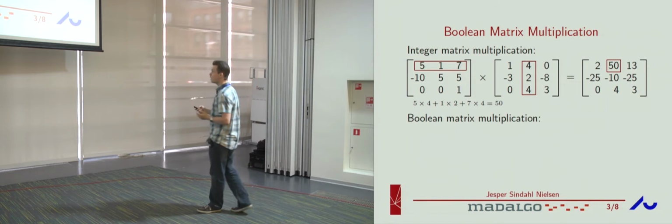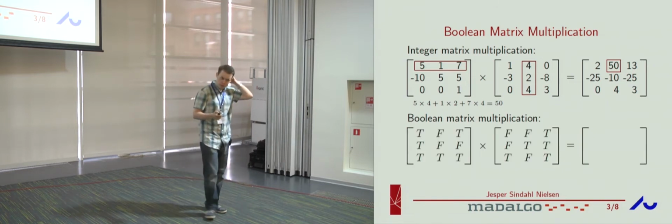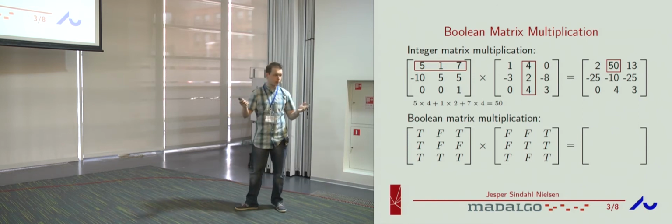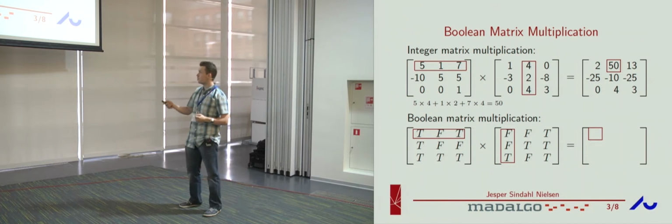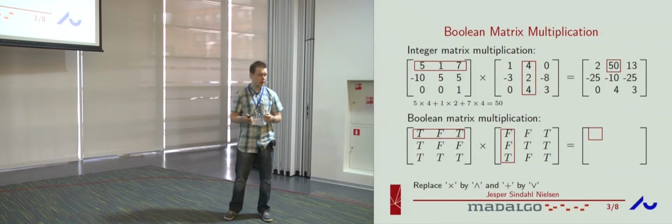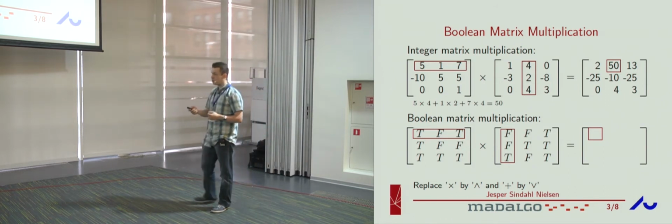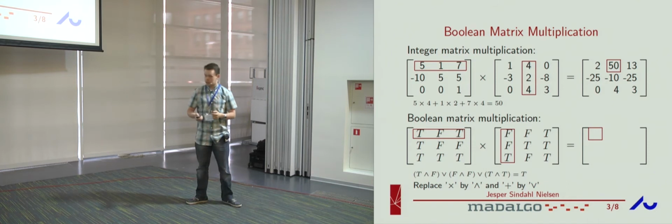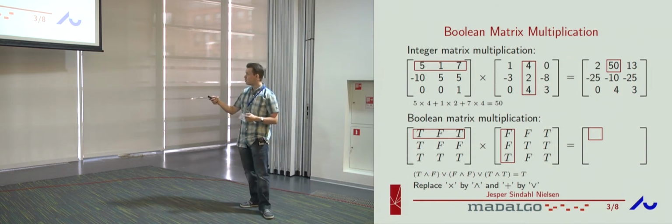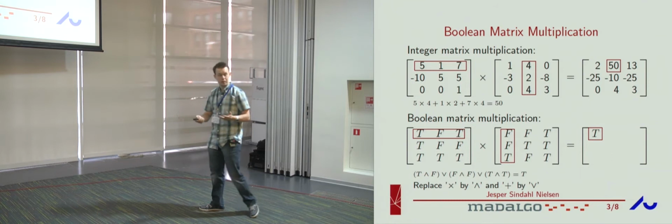You all know this. So what is Boolean matrix multiplication? Well, it's pretty much the same thing, except now you have true-false, or 0-1 matrices, and when you multiply matrices together, you still do the same thing, except now we replace the multiplication by an AND, and we replace addition by OR. So in this case, we'll get this formula. We take this one, AND with that one, OR this one, AND that one, OR this one, AND that one. In this case, this one will give us true, so we get true here. Fine.